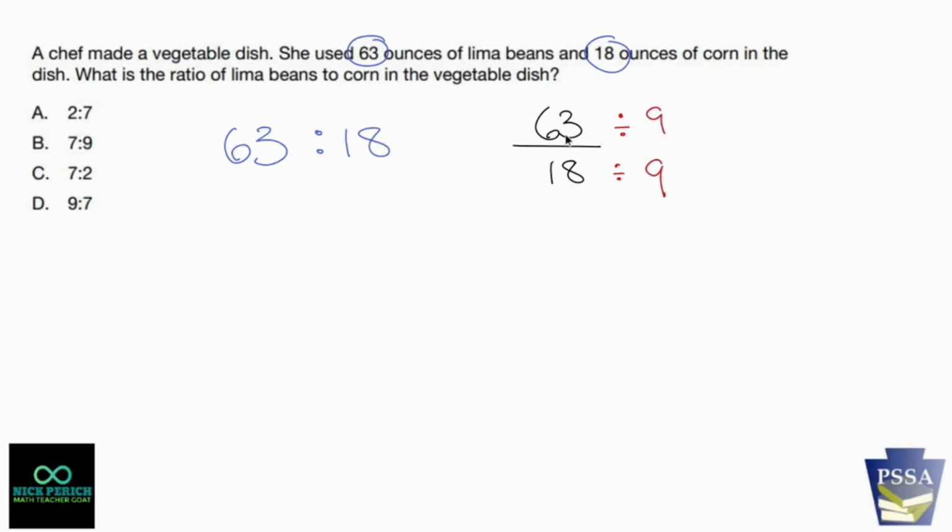63 divided by 9 becomes 7. 18 divided by 9 becomes 2. So if 63 over 18 becomes 7 over 2, then 63 to 18 is the same as 7 to 2. So that's going to give us C.